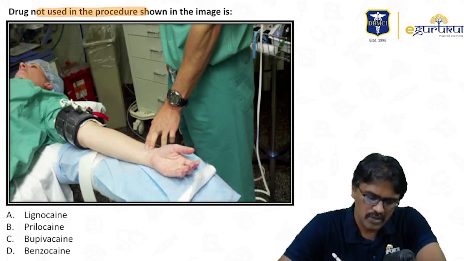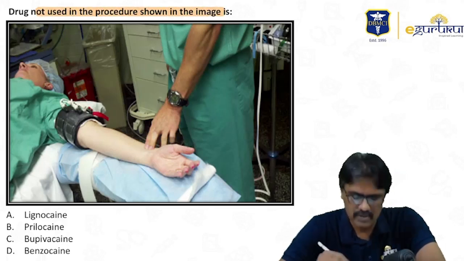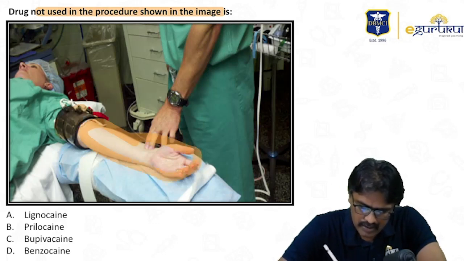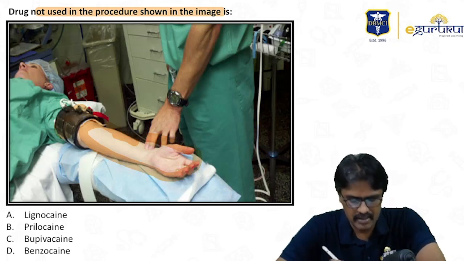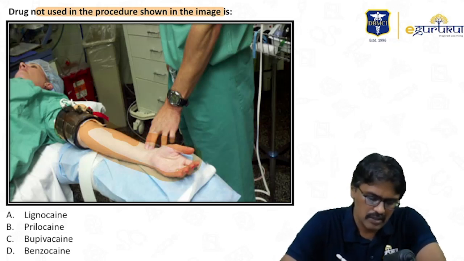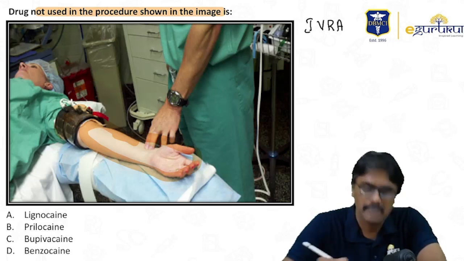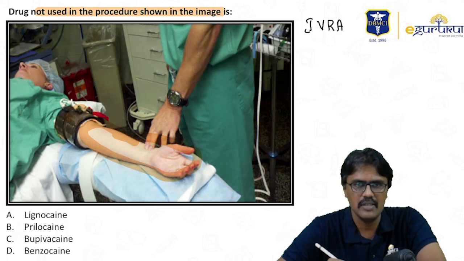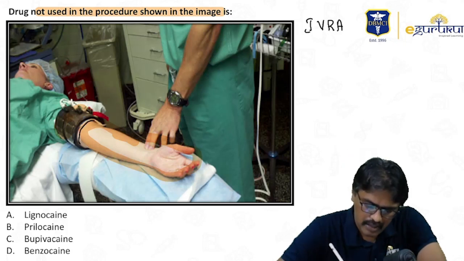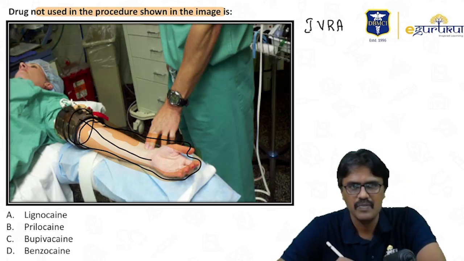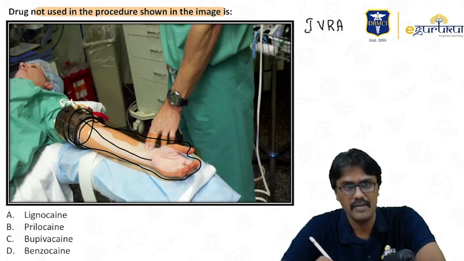Drug not used in the procedure shown in the image is. So what is this procedure? Now this is a cuff that is being tied in the arm, and if you want to do any orthopedic surgery on this arm, we will tie this and inject the drug. So this procedure is called intravenous regional anesthesia. So it is a local anesthesia where the anesthetic will only work at this point. So to prevent the drug from absorption, we tie a tourniquet so the drug works locally.